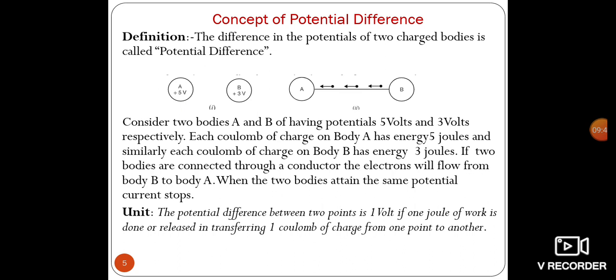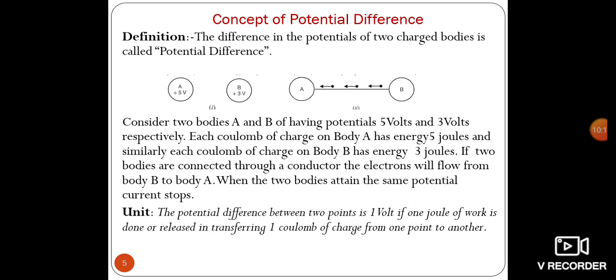Concept of potential difference. What is a potential difference? The difference in the potentials of two charged bodies is called potential difference. In the diagram you can see two bodies, first one is A and second one is B. A is at plus 5 volts and B is at plus 3 volts. So body A is at a higher potential compared to body B.